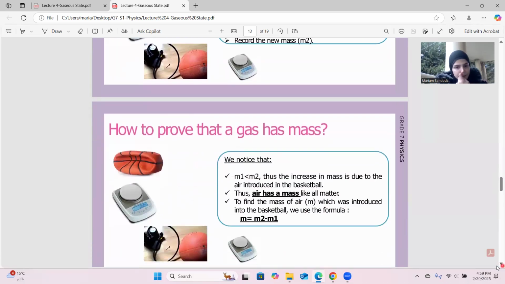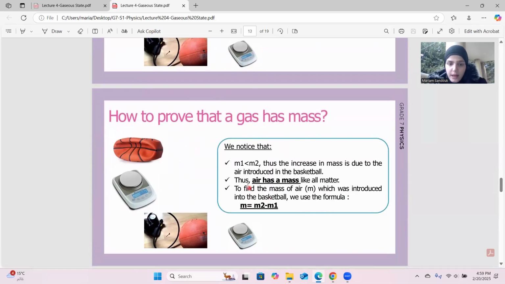Now, what do you notice? So, we notice that M1 is less than M2. Of course, because this is deflated. A ball which is deflated has less mass, its mass is less than that of an inflated ball. So, the mass M1 was very small. Thus, why is M2 in fact greater than M1?